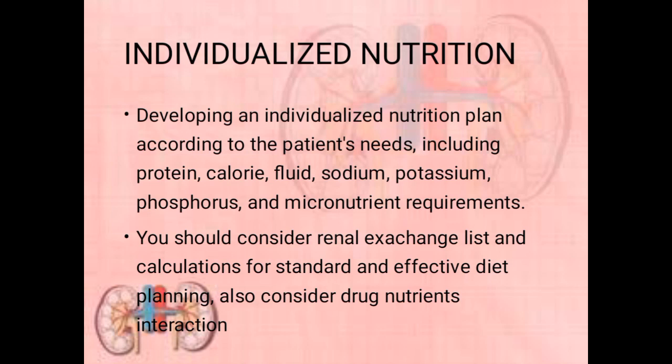Individualized nutrition. Developing an individualized nutrition plan according to the patient's needs, including protein, calorie, fluid, sodium, potassium, phosphorus, and other micronutrients requirements. You should consider renal exchange list and calculations for standard and effective diet planning. Also consider drug-nutrient interaction. Very important part, drug-nutrient interaction.